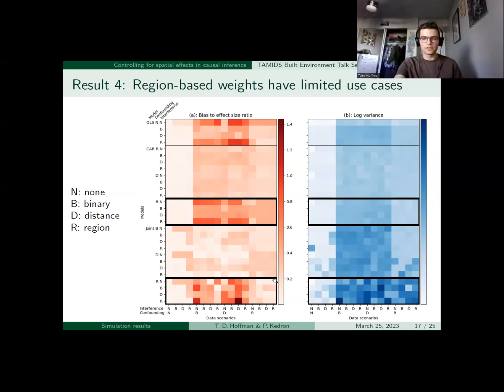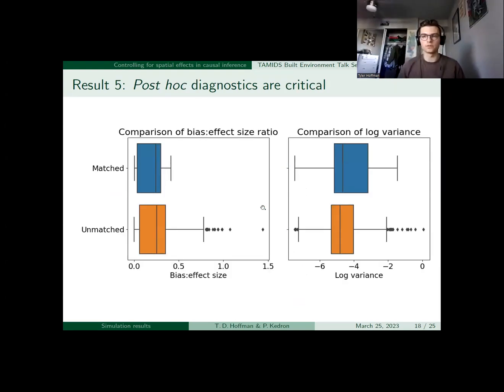However, if the true confounding structure is region-based, you have very low bias in both of the spatial models, because you've modeled the spatial confounding in the data correctly, and your inferences are valid. But a priori, you never really know. So these are different plots. These are two groupings of the data into matched and unmatched scenarios. The matched scenarios are scenarios where the data's spatial confounding and interference exactly match the spatial confounding and interference in the model. And the unmatched scenarios are everything else.